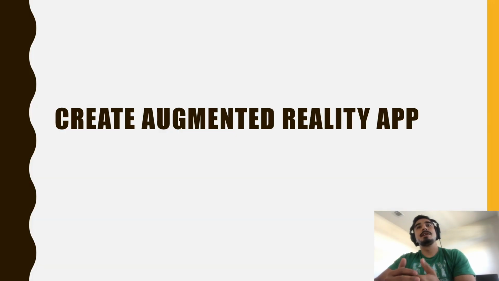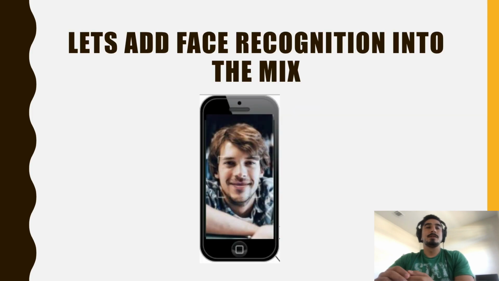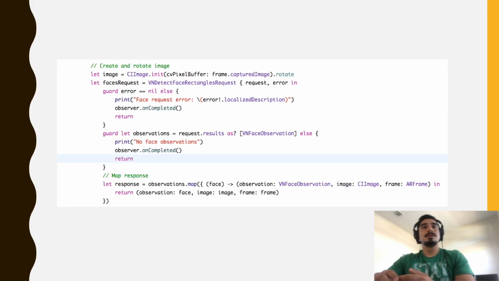Since we have successfully created the AR project and ran, we are now ready to add face recognition to the mix. So let's add face recognition into the mix. In order to detect the face, we have used Vision API. The Vision API allows you to detect the face and get the face frame from the image and save the image. So in our case, we'll be saving the image and uploading that image to the IBM Visual Recognition API for classification.